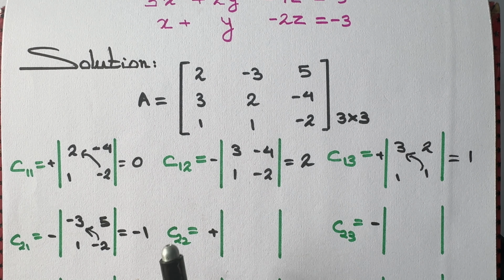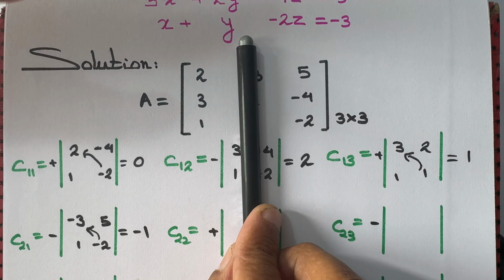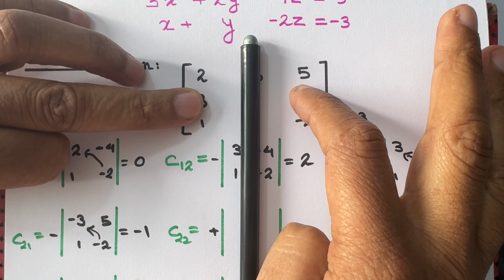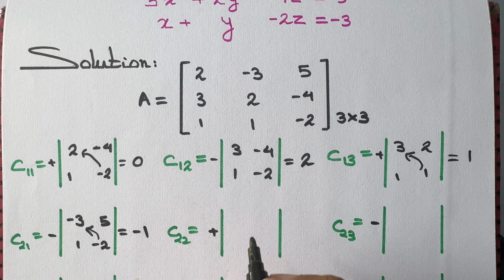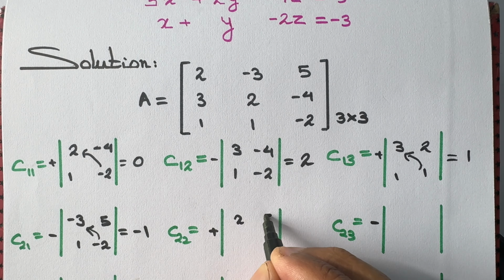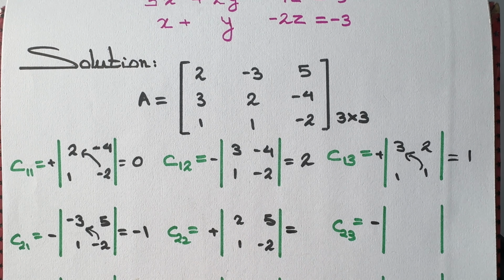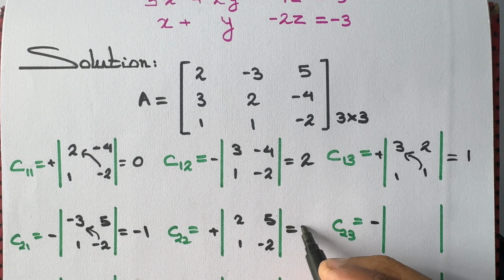Now we want to find C22. We cover up the second row, second column. When we do so, we are left with 2, 5, 1, minus 2. That is equal to minus 4 minus 5, which is minus 9.